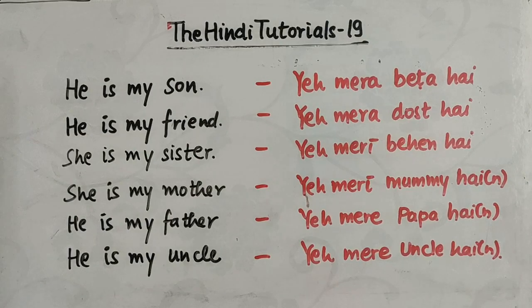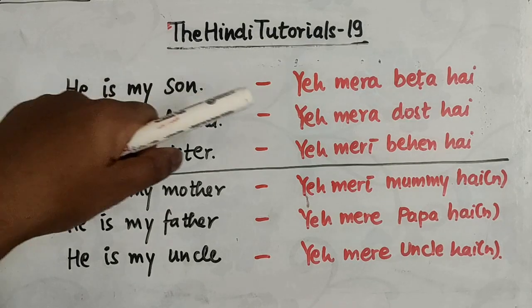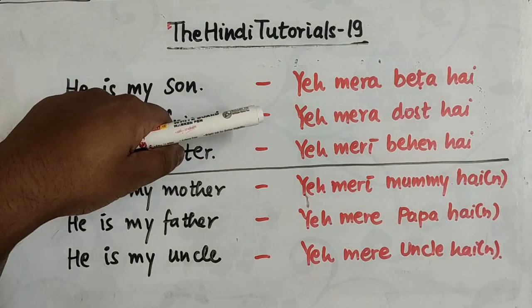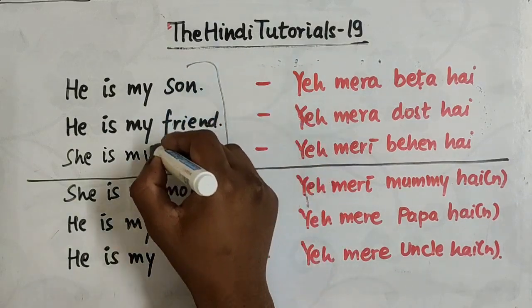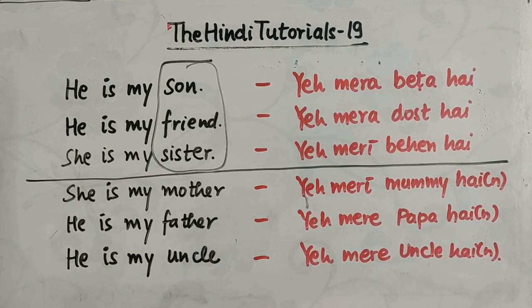I would like to divide them into 2 parts. The first 3 say, he's my son, he's my friend, she's my sister. The next 3 say, she's my mother, he's my father, he's my uncle. He's my son would be, ये मेरा बेटा है. He's my friend would be, ये मेरा दोस्त है. She's my sister would be, ये मेरी बहन है. Now these are the people who are not very elder than you, but mother, father and uncle belong to the older generation. So see how differently we talk about them.